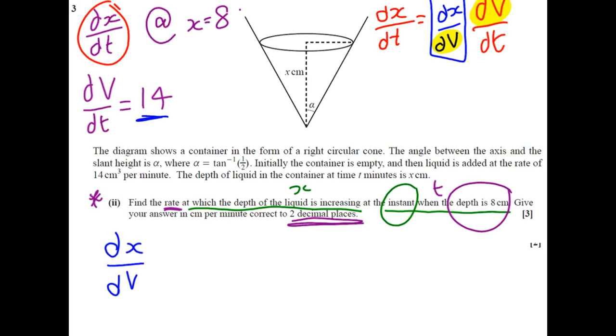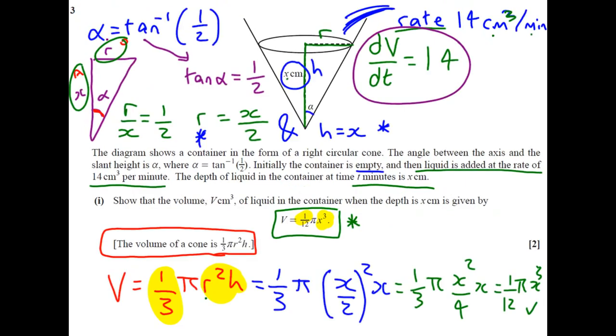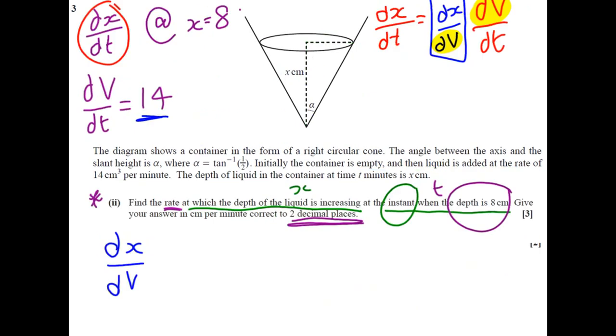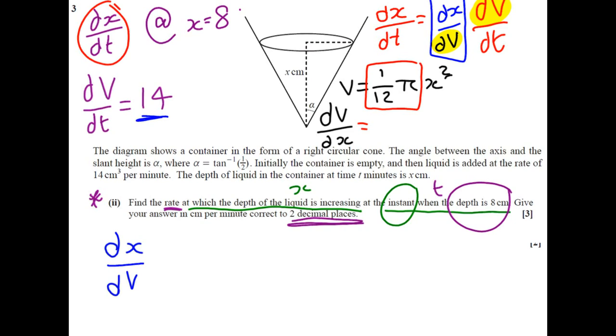Now remember the last question that was on the previous slide? V equals a 12th pi x cubed. So we've got v in terms of x. So what we can do is we can find dv by dx and then do a clever trick I'll show you in a second. dv by dx, the 12th pi is a constant. That's just a number, so treat it as a number.